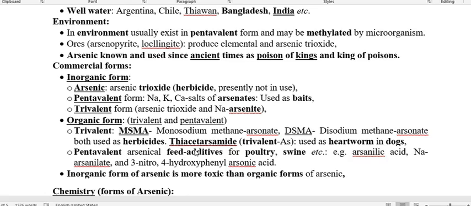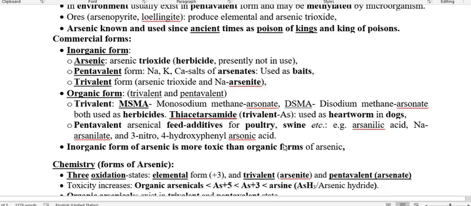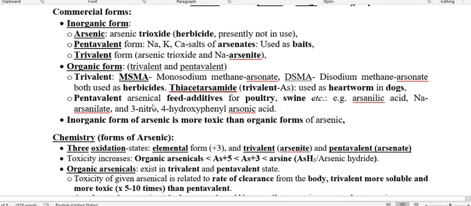Thiacetamide is a trivalent organic form used as an anthelmintic for dogs, for heartworm. So this is used to kill the heartworm. Next, also in organic form, is the pentavalent form, and the compounds are arsenic acid, sodium arsenylate, and 3-nitro-4-hydroxyphenyl arsenic acid, and these all are used in animals as a feed additive, particularly for poultry and swine.